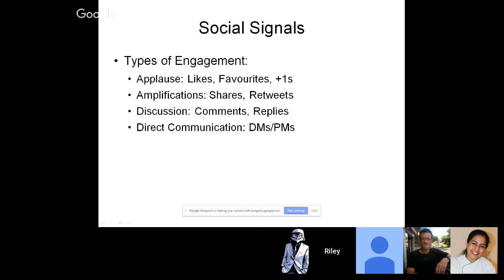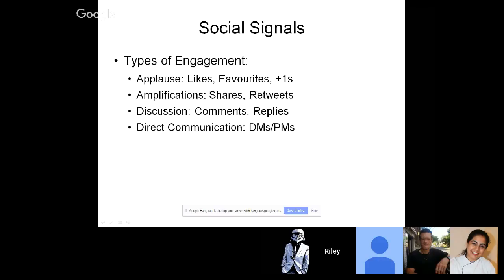So as I said at the beginning, social media is all about engagement, right? With the very notable exception of a Facebook business page or whatever's in your profile, the content that you put out there on social media is permanent in the sense that the company is going to have a record of it, but it's temporary in the sense that it's only going to stay up there as long as people engage with it. So there's different types of engagement. There's applause, there's amplification, there's discussion rather, and there's direct communication.